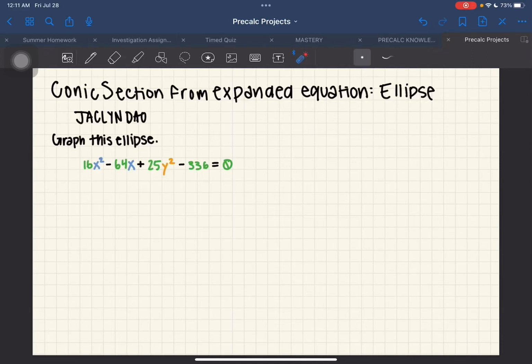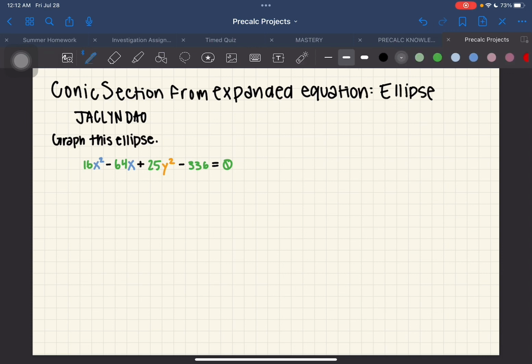Hello, my name is Jacqueline Zhao, and today I will be explaining how to turn the expanded equation of an ellipse into its standard form and graphing it. For today's example, I have the equation 16x squared minus 64x plus 25y squared minus 336 equals 0. Now, this equation is currently in its expanded form. To graph this, we need to turn this equation into its standard form.